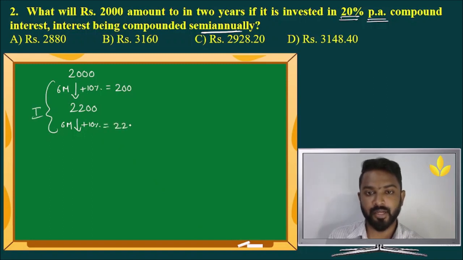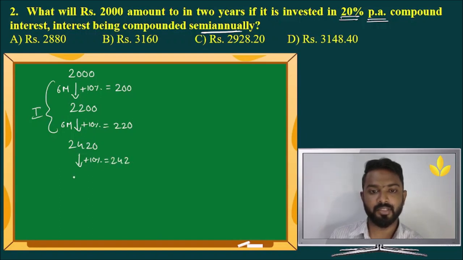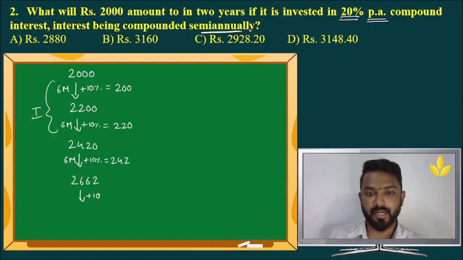This is 220. This plus this is 2420. Now this again increases by 10%. We have 242. This plus this is 2662. This is another 6 months. So 1.5 years done. And then this increases by 10%. That is 266.2. This plus this.